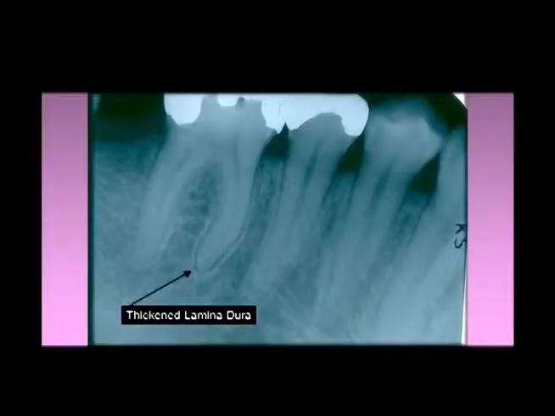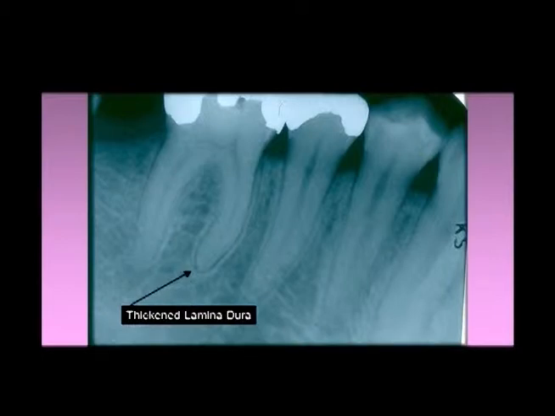But again, one must always be aware of the fact that you may have a deep filling and you can have a normal thickened lamina dura, which is part of the normal anatomy of that particular tooth or that particular individual. Here we see an example of a thickened lamina dura on a molar tooth. We see a restoration that is quite deep, impinging very close to, if not at the pulp horn of the tooth.